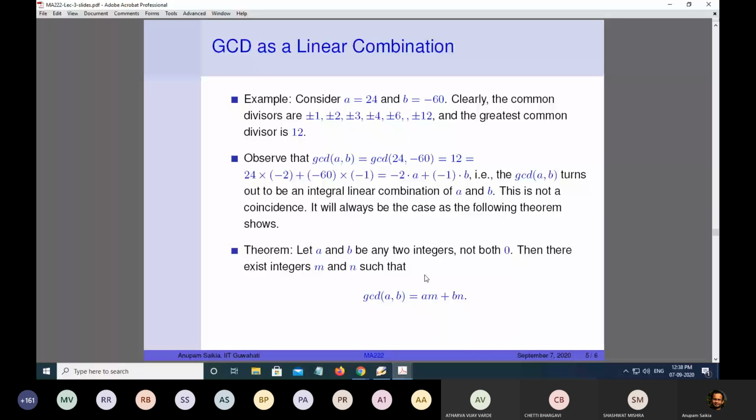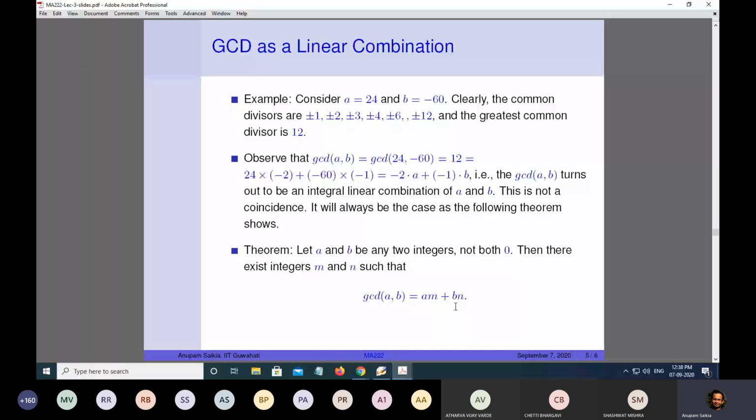I mean, clearly, the GCD should be smaller than, let's say I'm taking two positive integers, so the GCD should be smaller than them. But if we are only taking natural numbers, certainly this combination will be bigger than A or B. So trivially it can be ruled out. But yes, it's true for integers. So let's see how this is true.